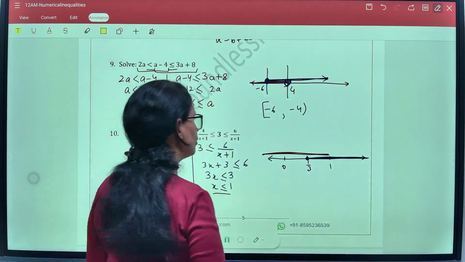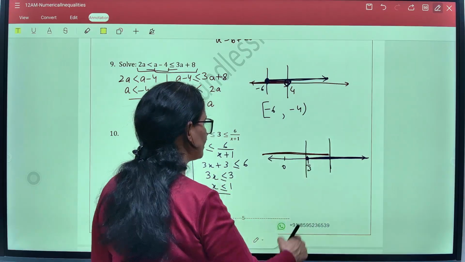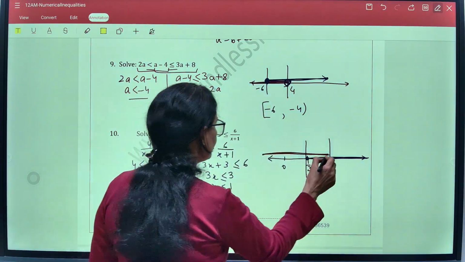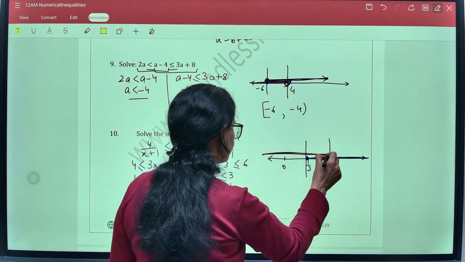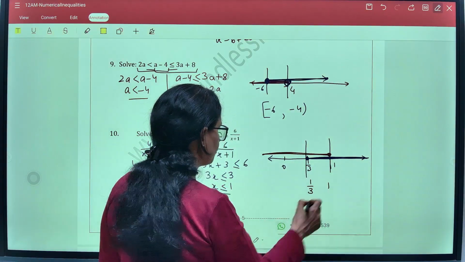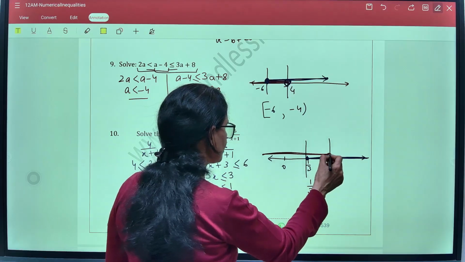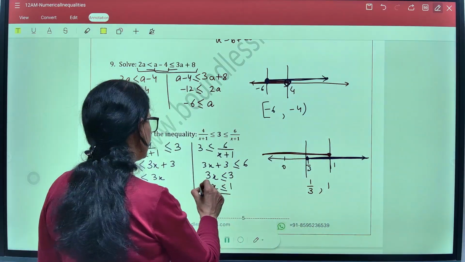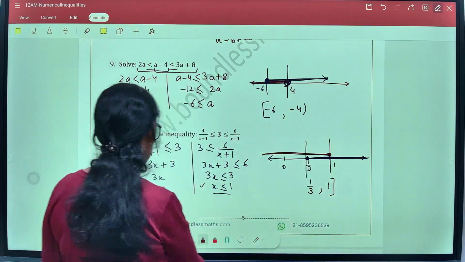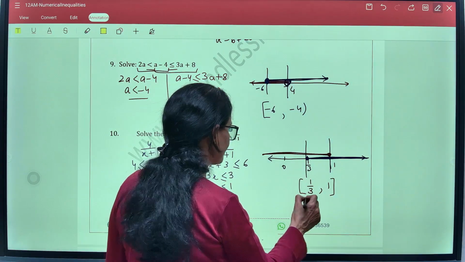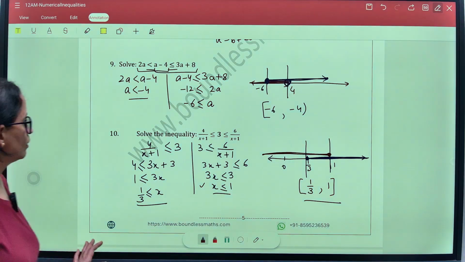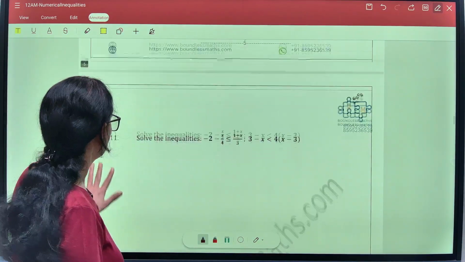So now where is the solution? Solution is the common area between them. This is this area. And how do we write it? If you look at both the ends, it is 1 by 3 and 1. But how do we write? What brackets? 1 is closed. It is there as part of the second solution and the end is closed. So you use square brackets. 1 by 3 is also closed. So that means this is the final solution of this inequality. Understood? Great. So let's move to the next question.